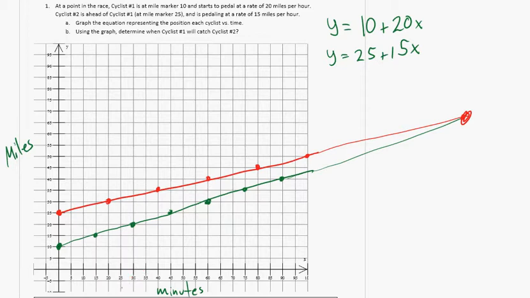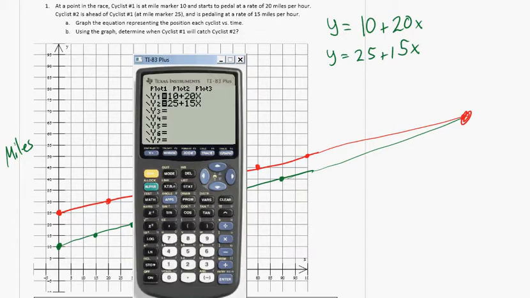What I'm going to show you instead is how to use a calculator to solve this problem by graphing. So, here's the calculator, and I've actually already entered in the two different equations. The way I did that was I went to y equals up here in the corner, and in y1 I put our first equation, 10 plus 20x, and in y2 I put our second equation, 25 plus 15x.